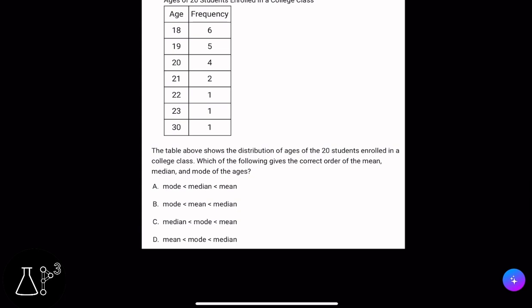Okay, let's look at the information. The table shows the distribution of ages of the 20 students enrolled in a college class. Which of the following gives the correct order of the mean, median, and mode of the ages? Okay, so let me go through all the information given. So remember, frequency means the amount of numbers used, and that'll be important.